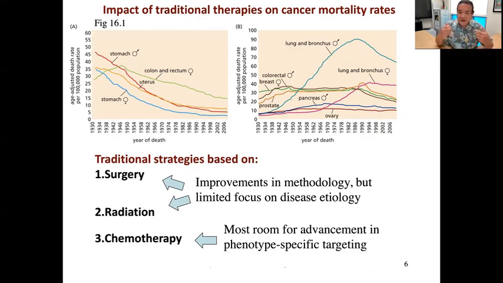Those are getting better. But those types of improvements in methodology, right, don't really focus on the fundamental question of biologically, where did this tumor come from, right? Surgery and radiation is all about just trying to get rid of the tumor, just as a physical thing that needs to be kind of destroyed, right? It doesn't really place much emphasis on what is the underlying biology that gave rise to this tumor in the first place. That's why the third choice, chemotherapy, actually has the most room for advancement, right?